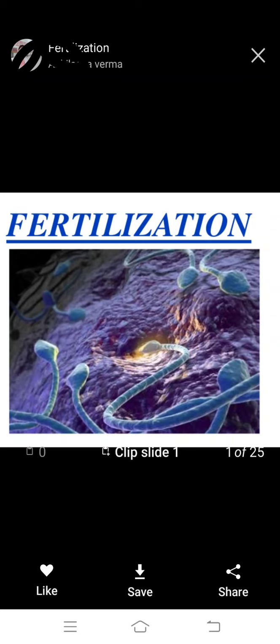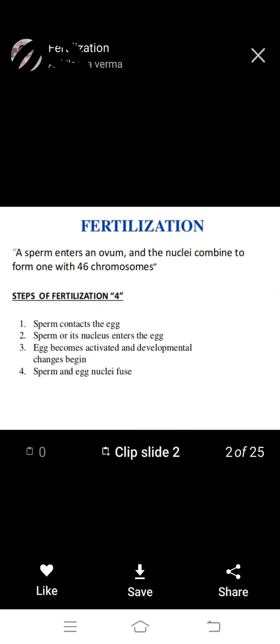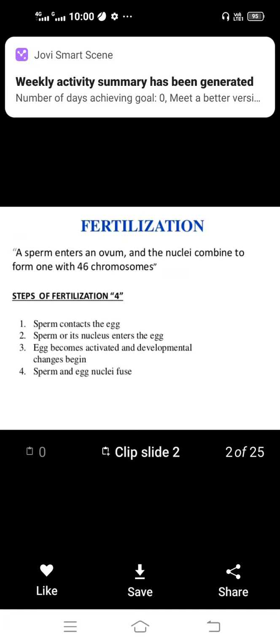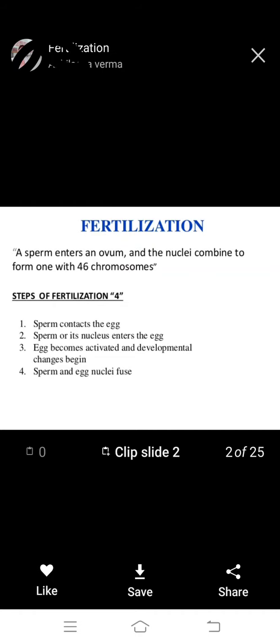Fertilization. Today's topic is fertilization. Fertilization is when a sperm enters an ovum and the nuclei combine to form one nucleus with 46 chromosomes. Steps of fertilization: 4 steps. The sperm contacts the egg. The sperm or its nucleus enters the egg. The egg becomes activated and developmental changes begin. The sperm and egg nuclei fuse.